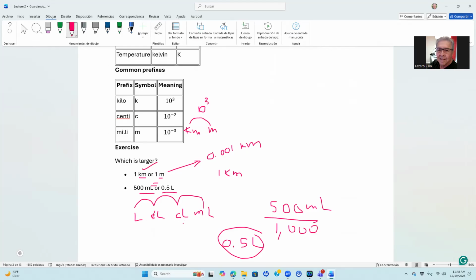Let's go again. We are in milliliter. We have to divide by 1, 10, 100, 1,000. 500 milliliters divided by 1,000 is 0.5 liter. So they are equal. Let's continue with our lecture.